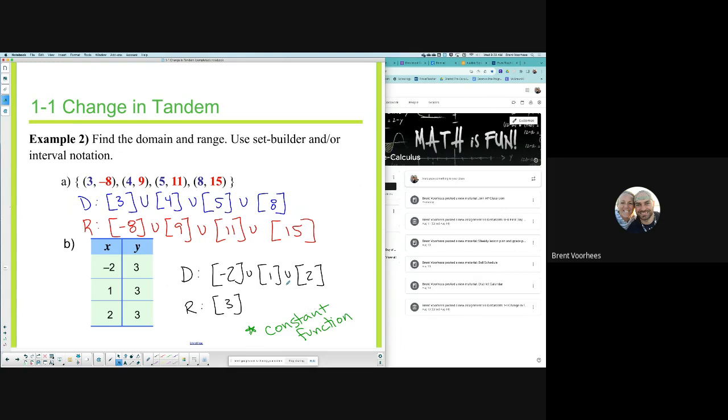If it was a set pattern, it might be linear, it might be quadratic, it might be exponential, all those functions you've learned in other classes. But if it's one output, we call that constant.